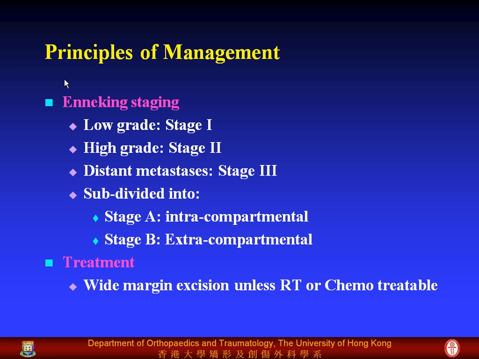For the principle of management, you still want to stage the tumor and grade it into low grade, high grade, or whether there are distant metastases. The principle is very similar to limb surgery, in that you have to do intra or extra compartmental excision. The only difference in the spine is that you can never do a complete radical excision because you have to preserve the spinal cord. In certain cases, we have excised the dura together with the malignant tumor, and reconstructed the dura during the same setting. But still, the margin will be very small, and you cannot really call it a radical excision.